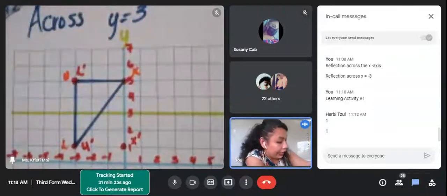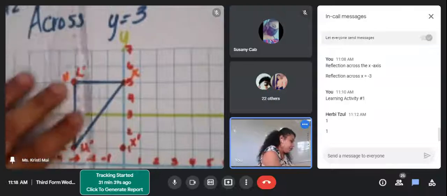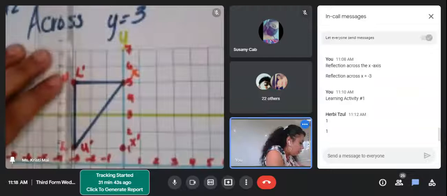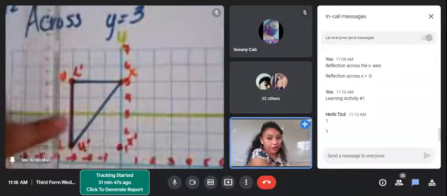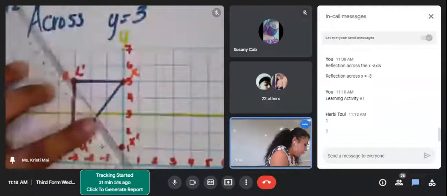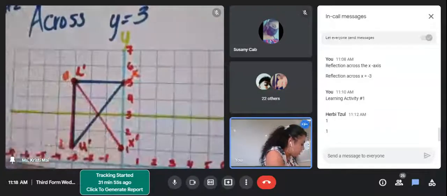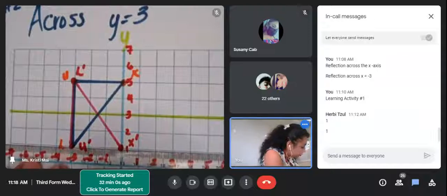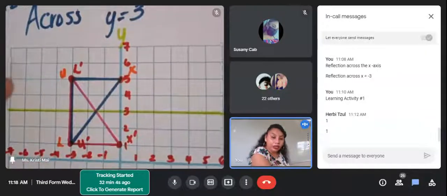So I can go ahead and I can connect them, right? Because these ones are the same, you will more than likely have them on top of each other. You can't really see the difference. You can connect these ones, and then you can connect these ones. And there you have the reflection.